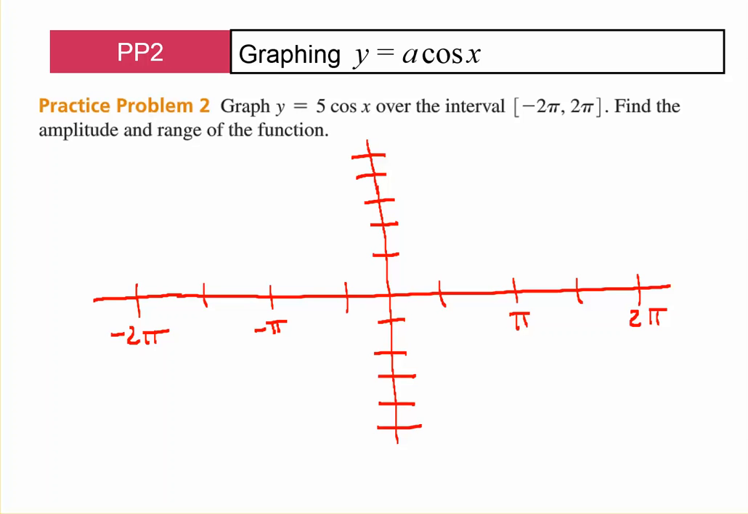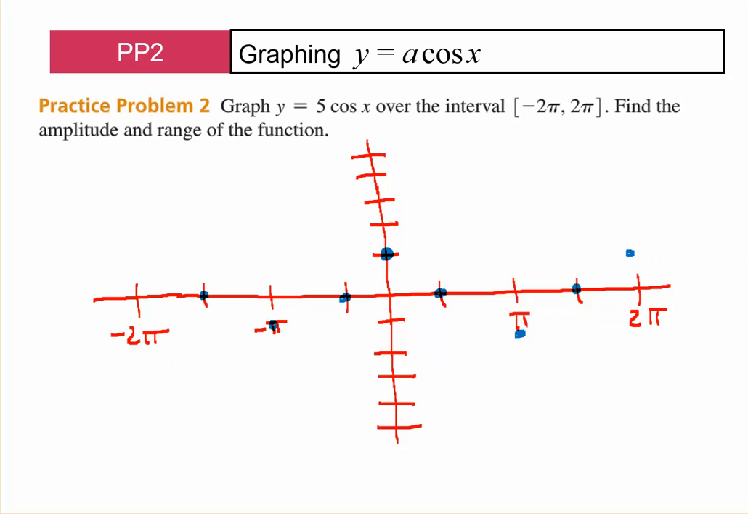So think about how cosine starts off. Cosine starts off as being high, right? It's the big valley here. Starts off high, goes through 0, hits a low, comes back up to the high. This is the big valley. What's going to happen if we have 5 in front of it? All the times it ever hit 1, now it's going to hit 5, right?